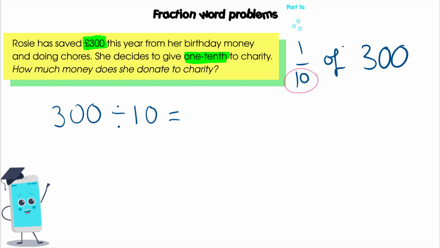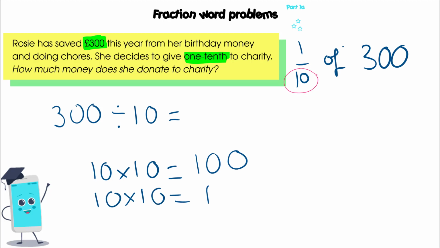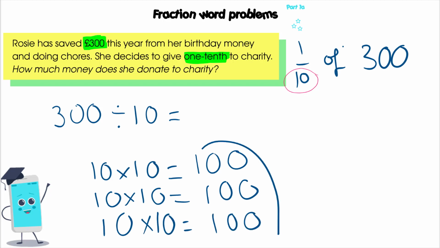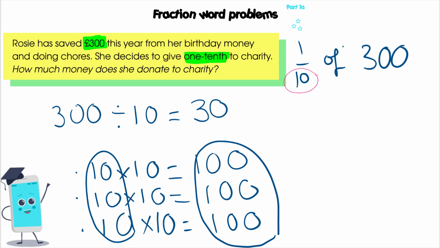If you're not sure, you could count up in tens, and I'm sure most of you can count in tens. We've got 10, 20, 30, 40, 50, 60, 70, 80, 90, 100. Now, if there are 10 tens in 100, then there's going to be 10 tens in another 100 and 10 tens in another 100. And there's my 300. So how many tens did I have? 10, 20, 30. So my answer is 30.